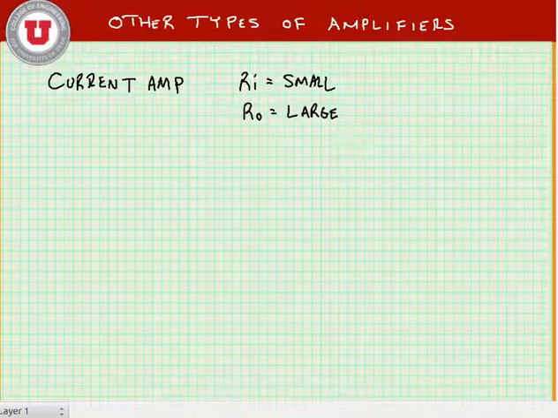So this is the opposite of our voltage amplifier. Remember, in a voltage amplifier, we want the input to be large and the output to be small. In a current amplifier, it stands to reason that since current is the dual of voltage, we'd like the opposite conditions.